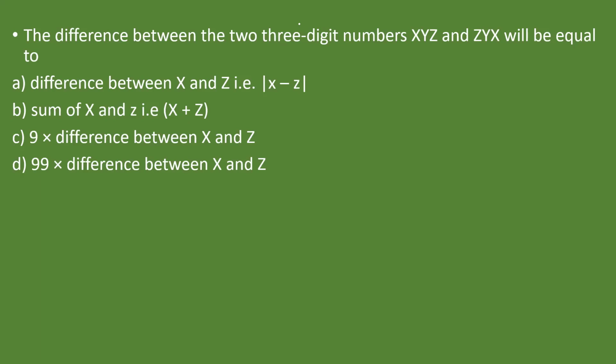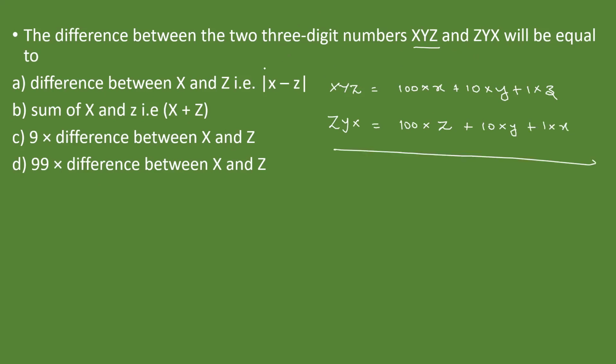The difference between the two 3-digit numbers xyz and zyx will be equal to? See here, as I have already told you, how you will express a three-digit number xyz: 100 into x plus 10 into y plus 1 into z. Similarly, zyx is 100 into z plus 10 into y plus 1 into x. And what we are doing? Finding the difference between these two.